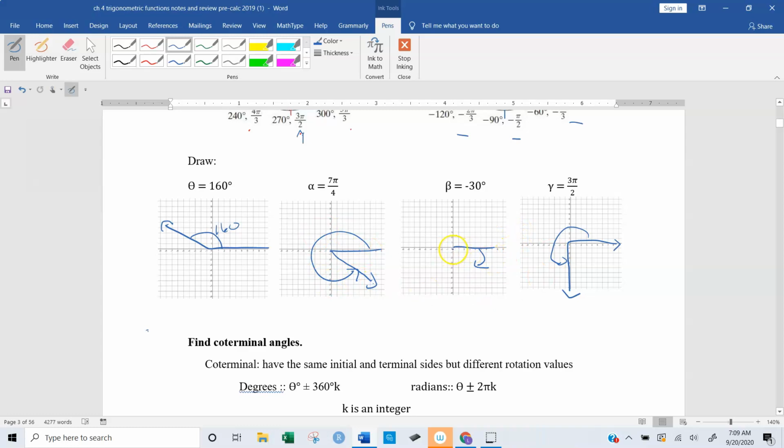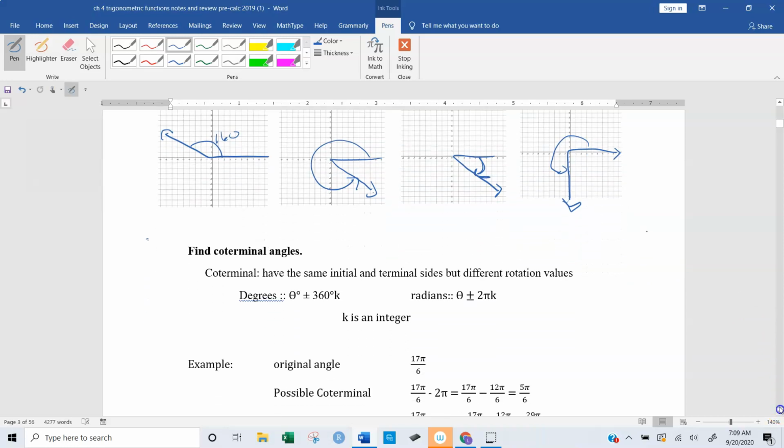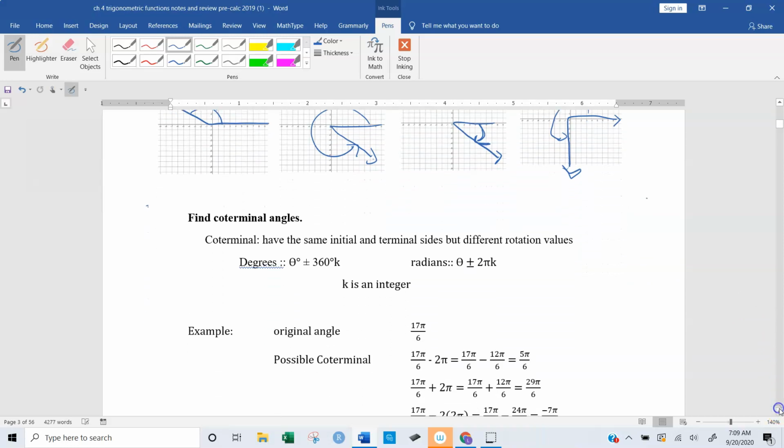Well, my -30 did not stay on. There we go. -30 means you're going 30 degrees backwards. And 3 pi over 2, I think, was a little tricky. 3 pi over 2 is 1.5 pi. Well, 1.5 pi is literally your y-axis. So I hope you did okay on that one. If not, you should have looked at your circles above and you would have seen it.